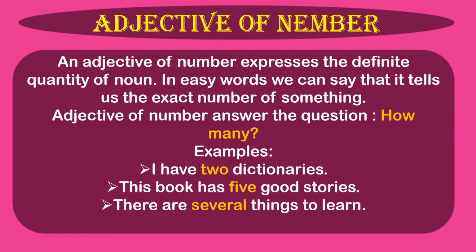So here are the examples. I have two dictionaries. How many dictionaries? Two. This book has 5 good stories. How many good stories? 5. There are several things to learn. How many things? Several things. So this is your adjective of number.